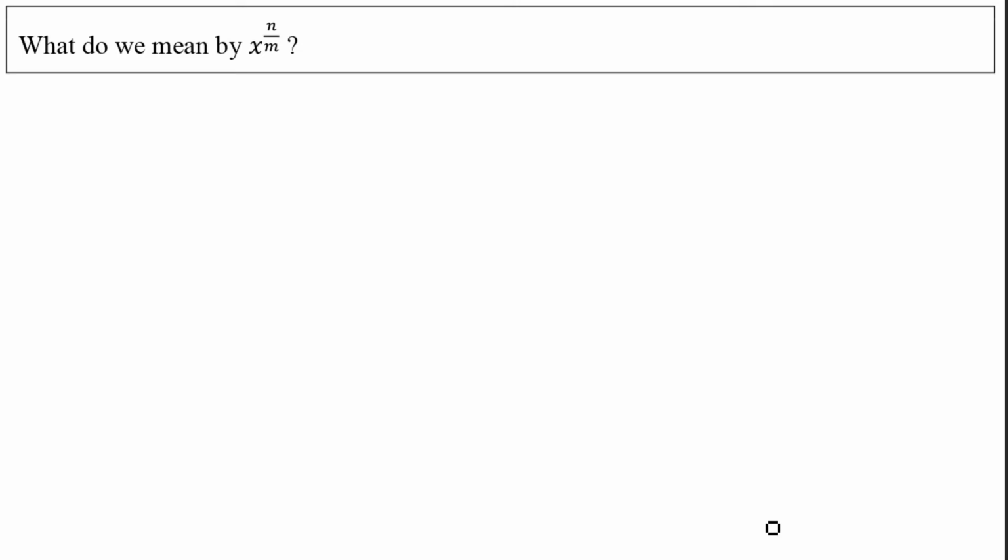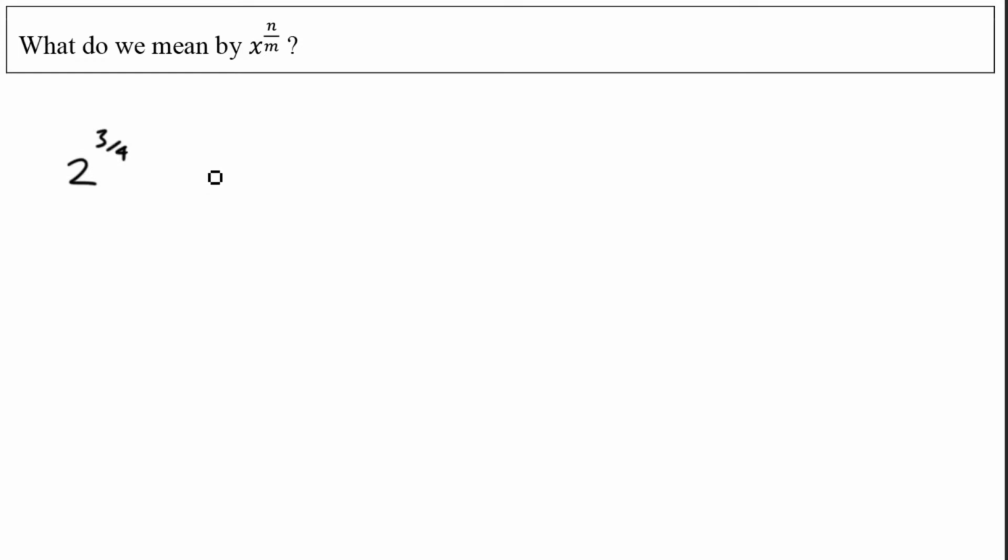What do we mean by x to the n over m? In other words, x to some particular fraction where we may have pieces on the top and the bottom. Let's look at this with an example. What could we mean by 2 to the power of 3/4?